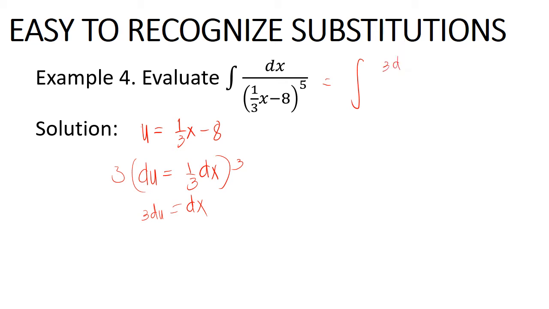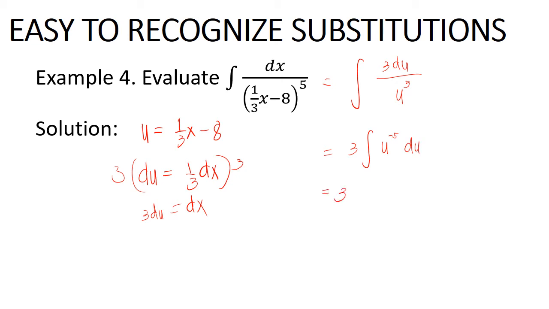3 du all over yung buong nasa loob ng parenthesis, yun yung u. And then, huwag kakalimutan yung exponent. Okay? Simplify pa natin. Si 3, pwede nating ilabas. And then, si u, since nasa baba siya, pwede natin gawing u raised to negative 5. Again, this is a power rule.